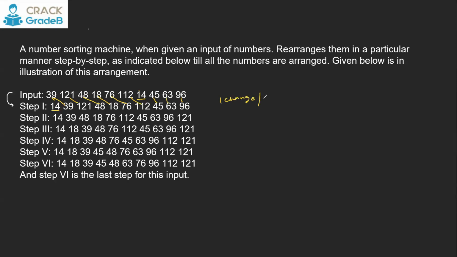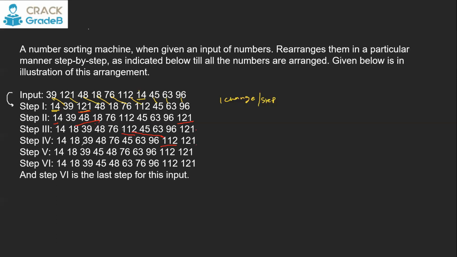Sometimes there can be multiple changes as well. But here, one change per step is happening. And what changes is that the smallest number goes in front. Now what happens? The 121 goes from here to here. That means the largest number goes in the last place, in the second step. In the third move, the second smallest number, after 14, is 18. So 18 goes behind 14. So from this step to this step, the second biggest number goes in front of 121.